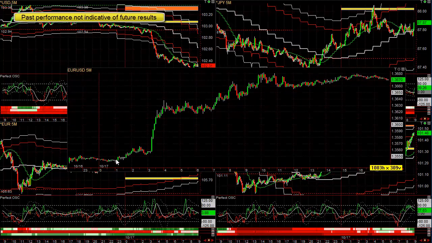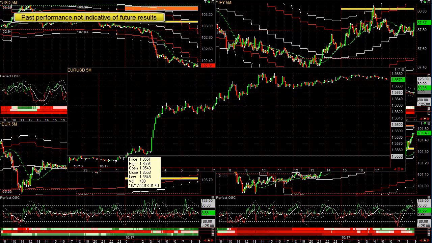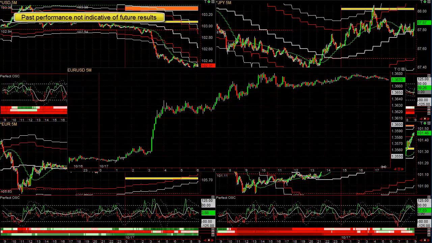So 12:30, 1 o'clock, a little bit later, 10 minutes after 1, it breaks out. Or if you wanted to buy the breakout of this, it's all the way back here at 35.51 at 140. And you can see the market went up 130 pips.